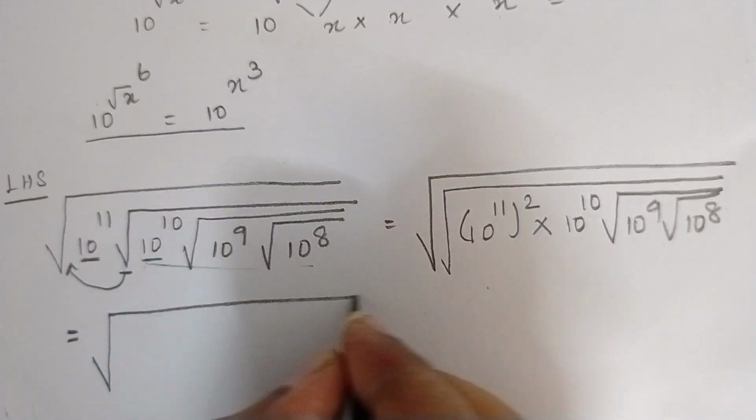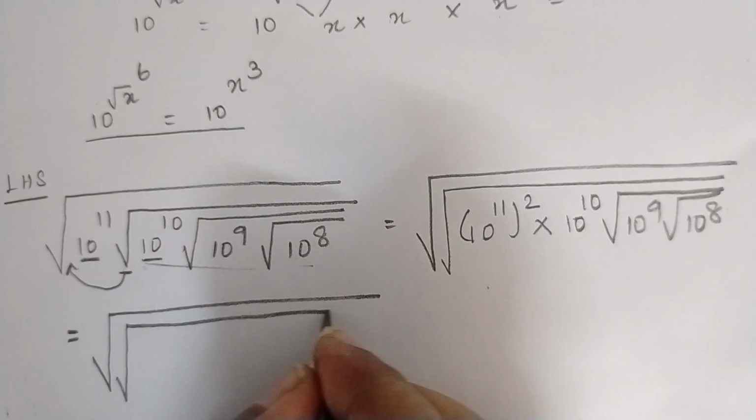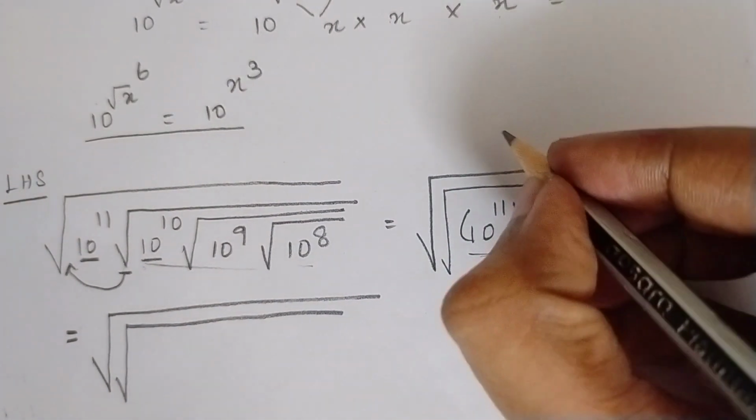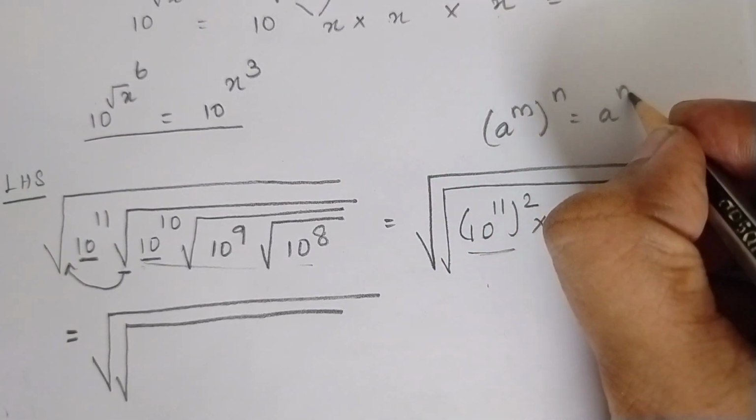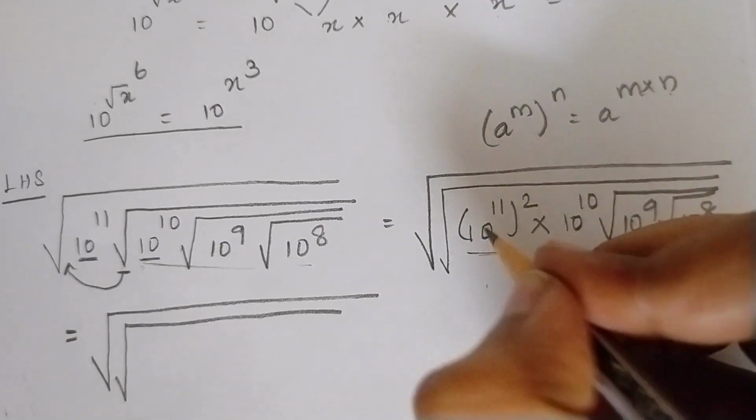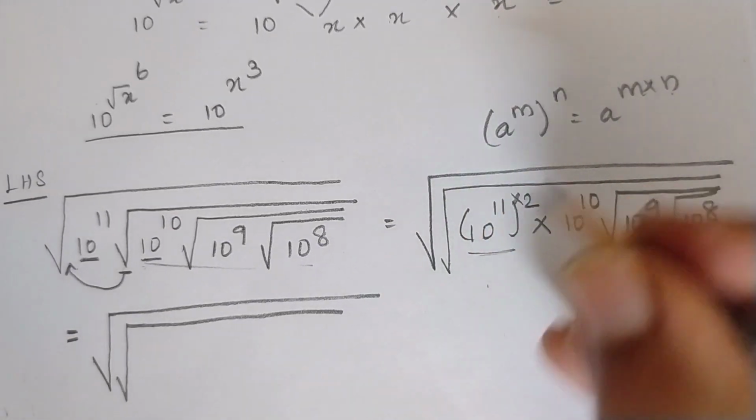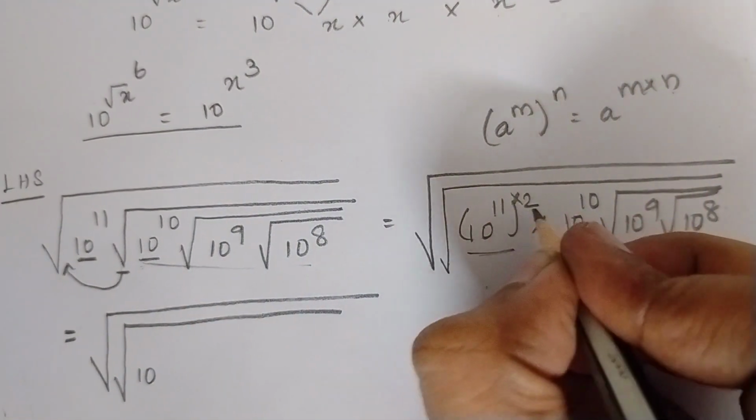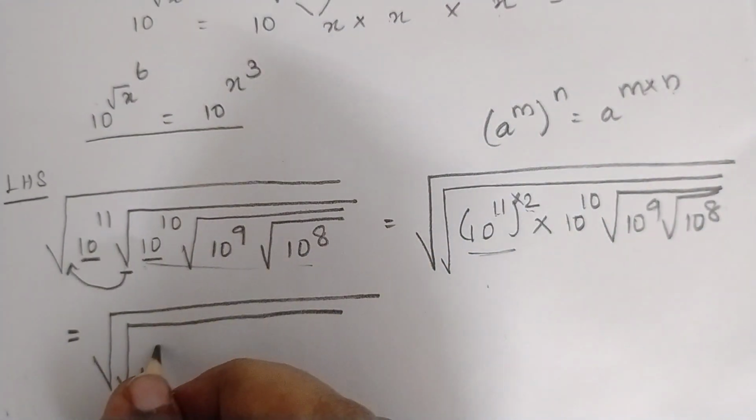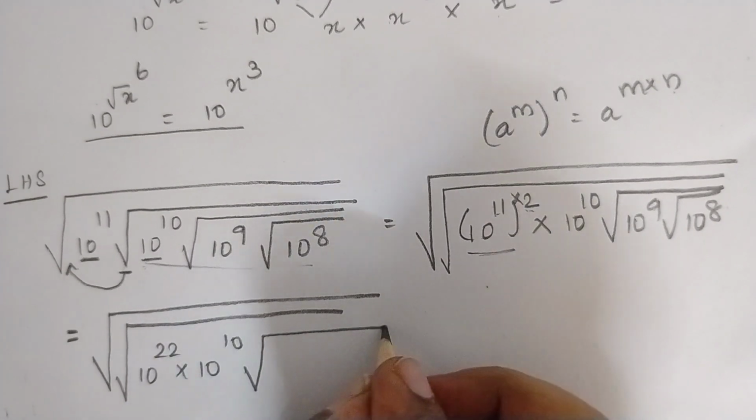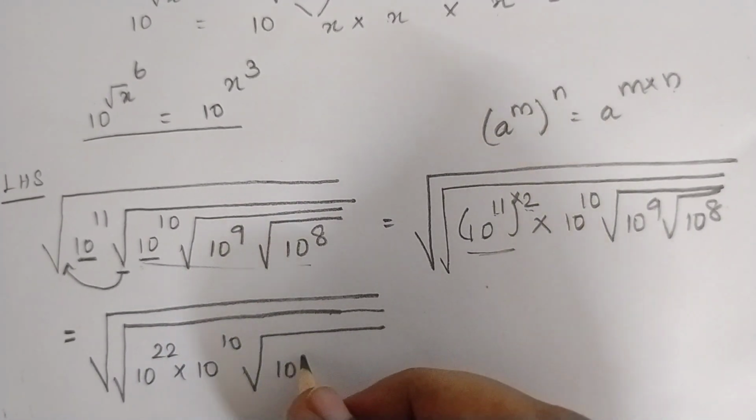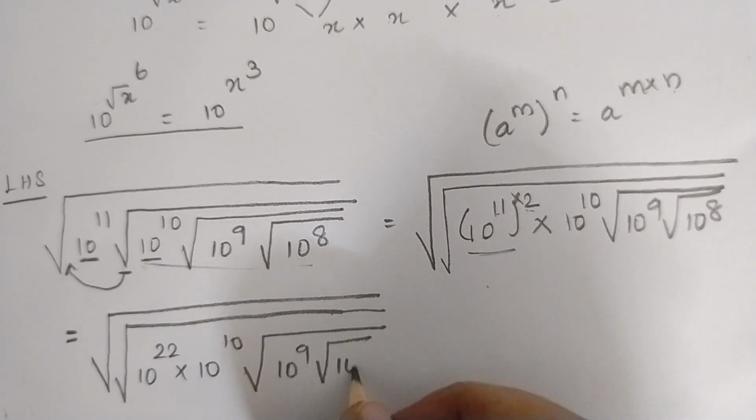Therefore, we see here this is in the format of a power m the whole power n, which is equal to a power m into n. So just apply that, thereby these two get multiplied. Therefore, 11 twos are 22 into 10 power 10, the root of 10 power 9 root of 10 power 8.